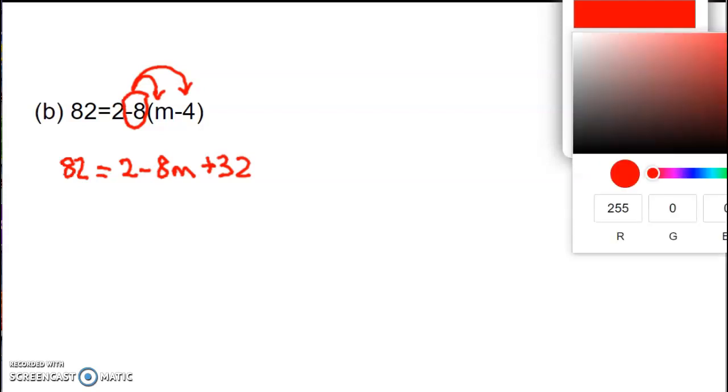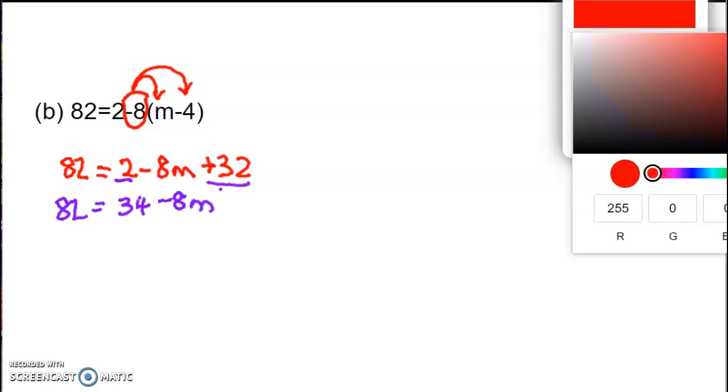Okay, then the next step is we need to be looking for like terms. Which are the like terms? Well, when we're looking for like terms, we're looking within one side of the equal sign, and I see there is a +2 and +32. That means 2 plus 32, that's going to be 34, and then minus 8m, that stays the same, is equal to 82. Now, this is just a two-step equation now, right?